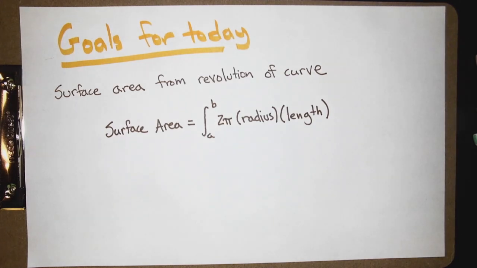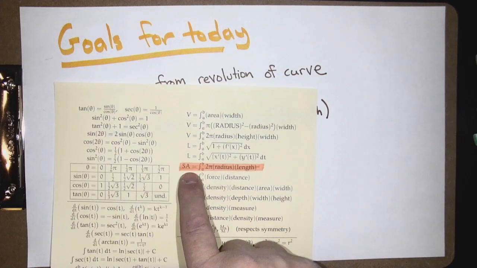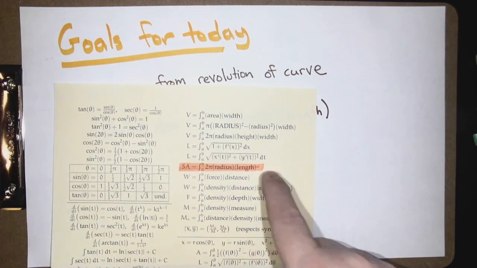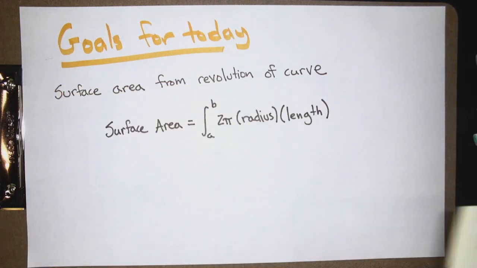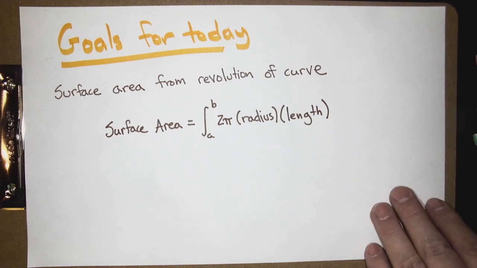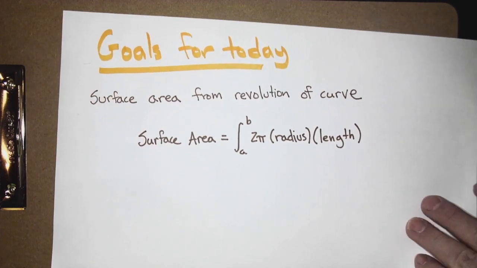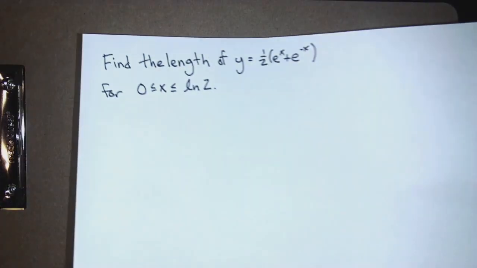And there's our formula, 2 pi radius length. And if you're following along with the formula sheet, that's on our formula sheet right here on the right-hand side. All right, so that's what we're learning today. But that being said, surface area really is a continuation of length. And I want to make sure we get a little bit of practice doing length. And not just that I get to do practice, but you get to do practice. So here's a problem.